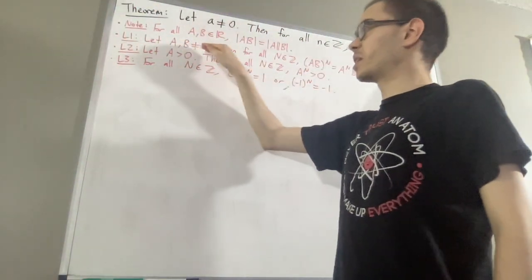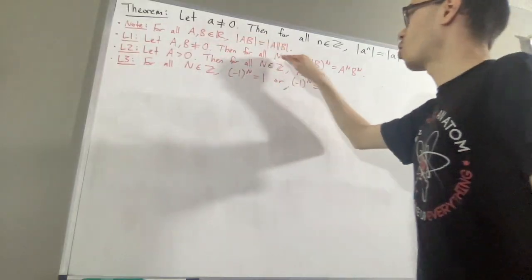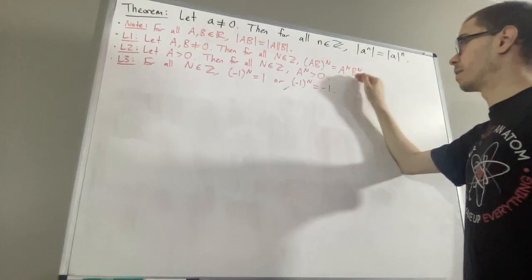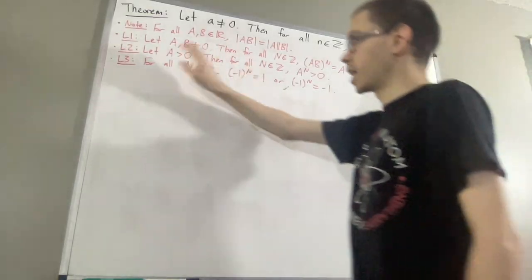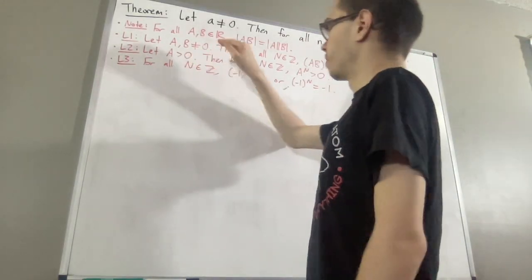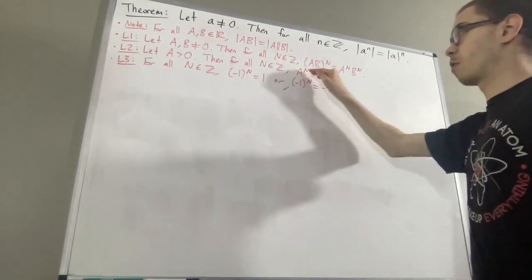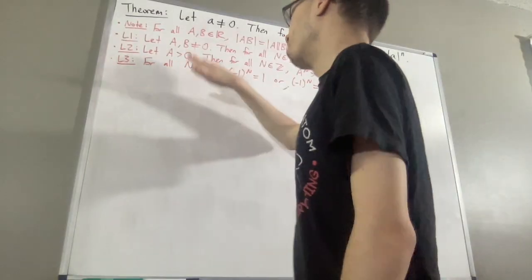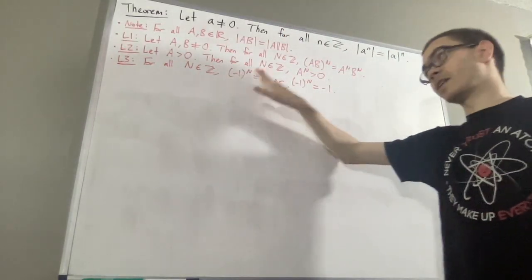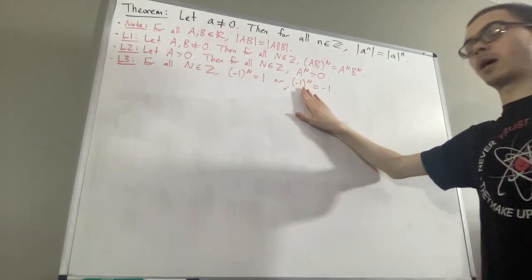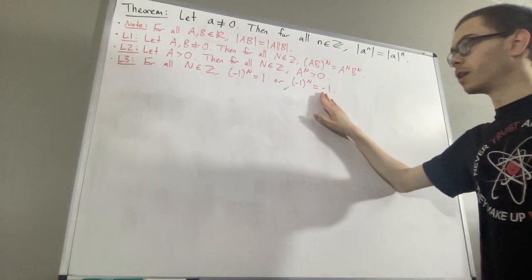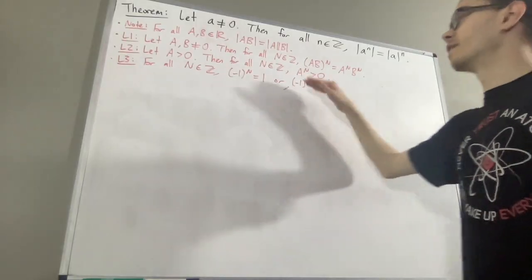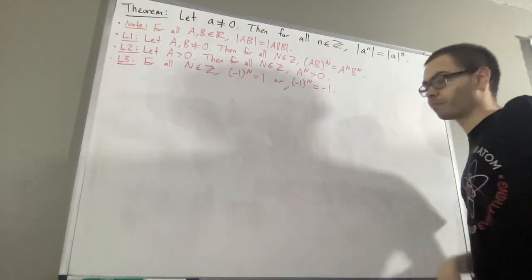First, let a and b be non-zero real numbers. Then for all integers n, ab to the power of n is equal to a to the power of n times b to the power of n. Second, let a be a positive real number. Then for all integers n, a to the power of n is a positive real number. And finally, for all integers n, negative 1 to the power of n is equal to 1, or negative 1 to the power of n is equal to negative 1. In fact, if n is even, then negative 1 to the power of n is 1. If n is odd, then negative 1 to the power of n is negative 1.